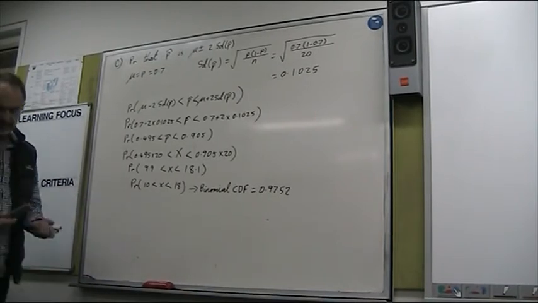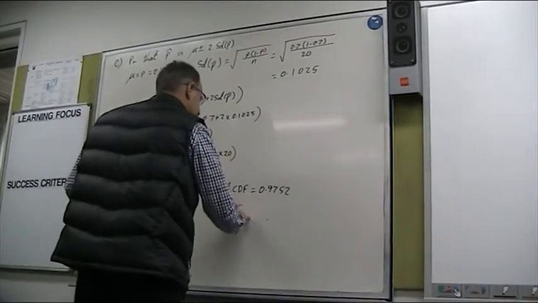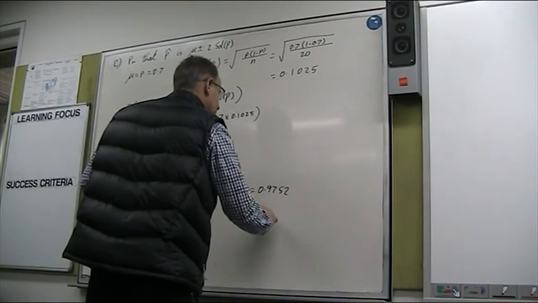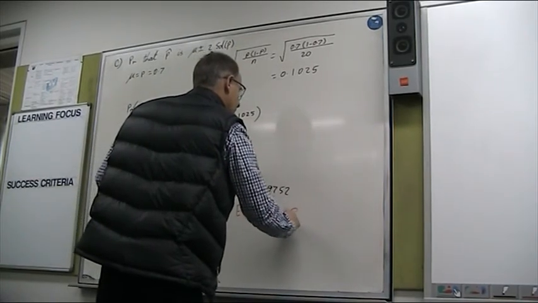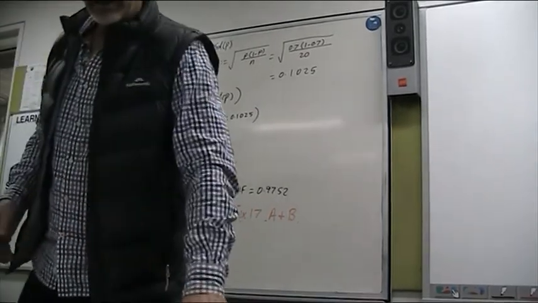All right, 17A and B, that's it. Oh, 17. Yeah. Next Tuesday we'll do 17 C and D and then we're done.